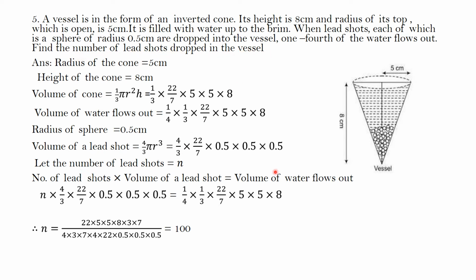For that, let the number of lead shots be n, and we can say number of lead shots into volume of a lead shot is equal to volume of the water that flows out. Substituting the values, n into 4 by 3 into 22 by 7 into 0.5 cube is equal to 1 by 4 into 1 by 3 into 22 by 7 into 25 into 8. Cancelling the values of pi and the denominator 3, we can find n is equal to 100. That is, number of lead shots dropped in the vessel is 100.